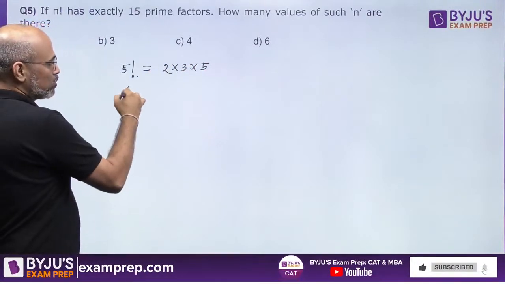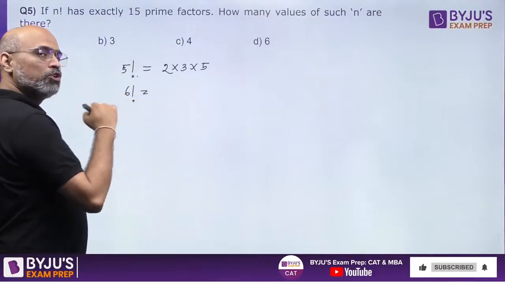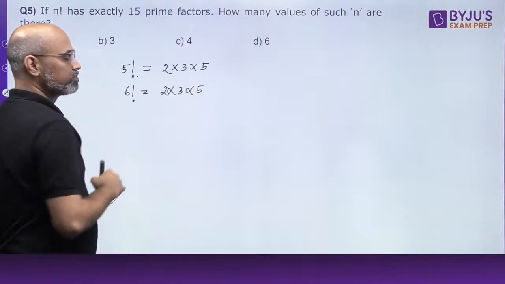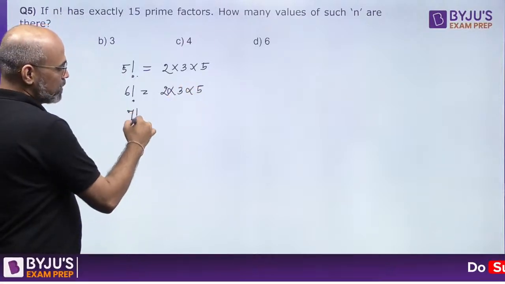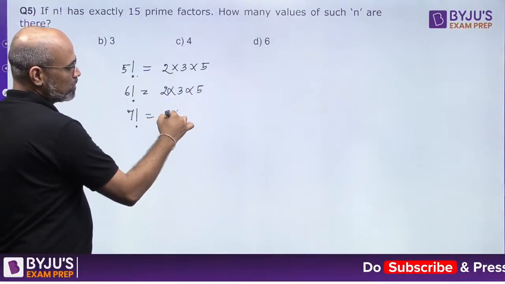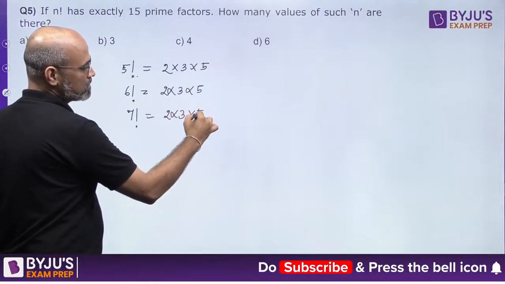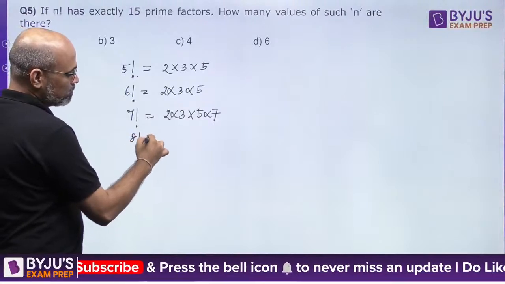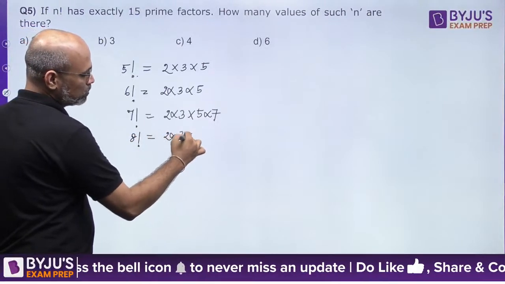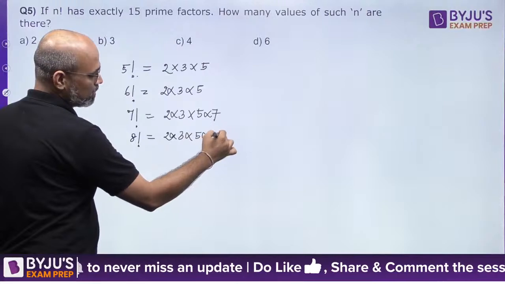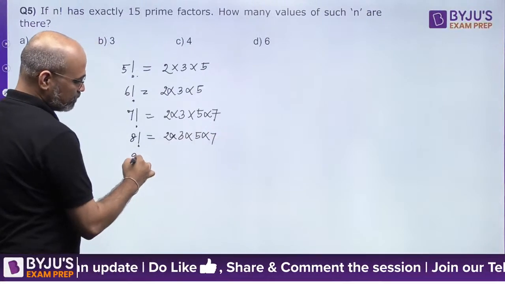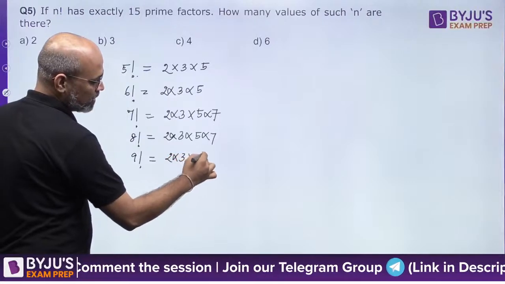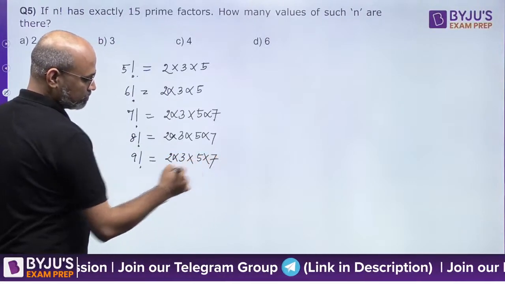In 6 factorial, the prime numbers that are going to be included are still 2, 3 and 5. In 7 factorial, the prime numbers included will be 2, 3, 5 and 7. In 8 factorial, the prime numbers included will be 2, 3, 5, 7. In 9 factorial also the same thing is going to happen, 2, 3, 5, 7.